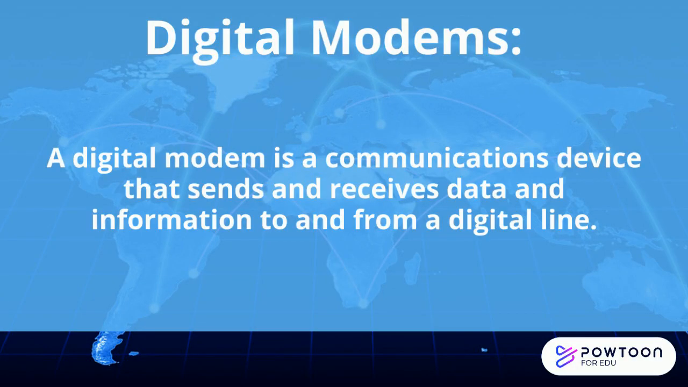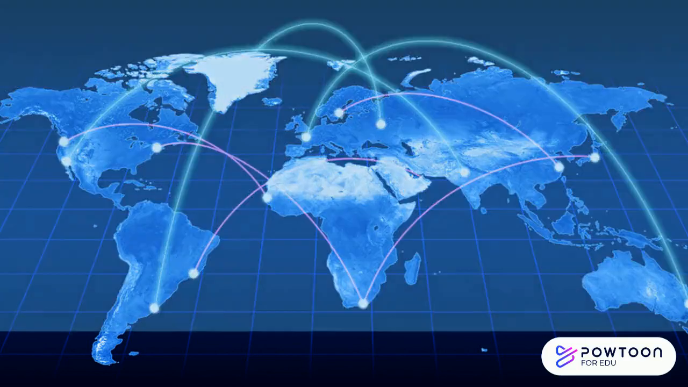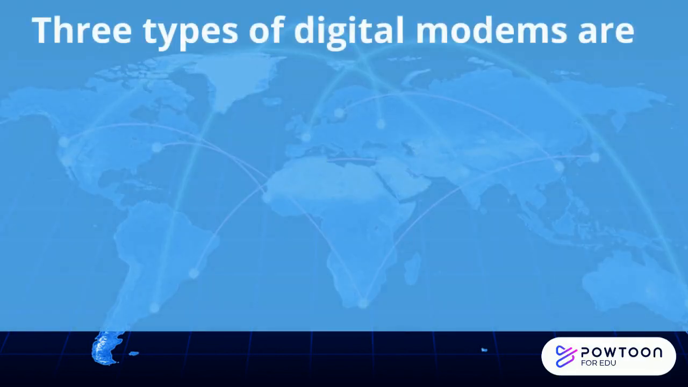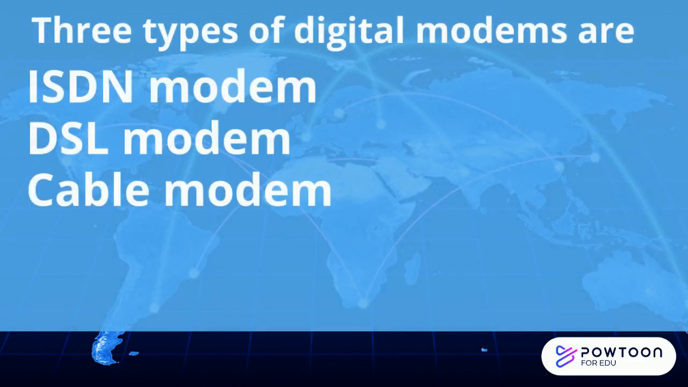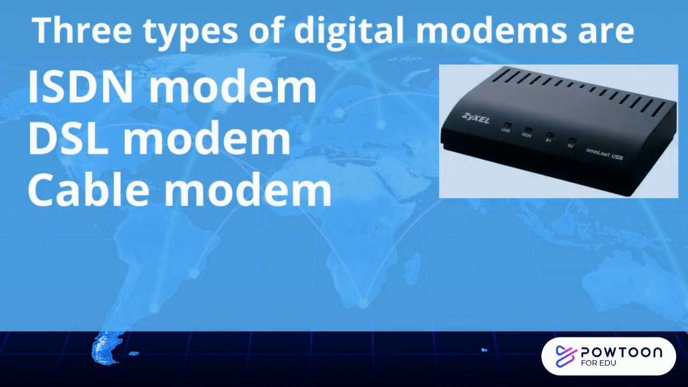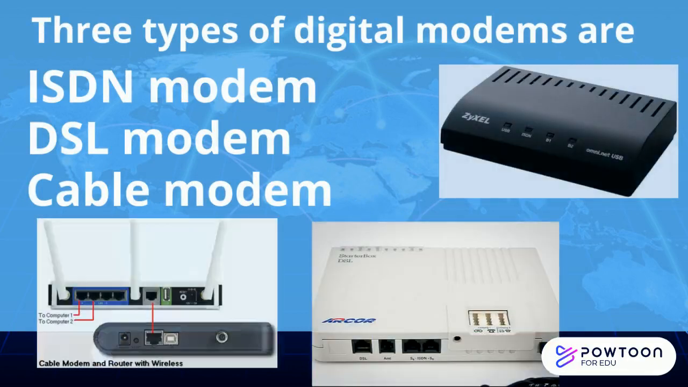Digital modems. A digital modem is a communications device that sends and receives data and information to and from a digital line. Three types of digital modems are ISDN, DSL, and cable modem.